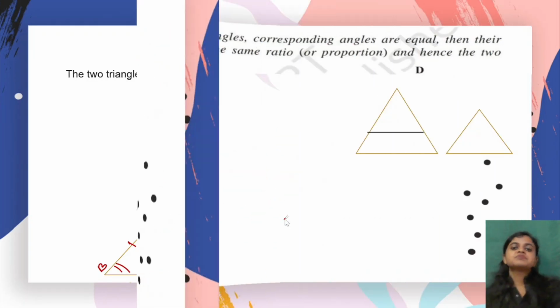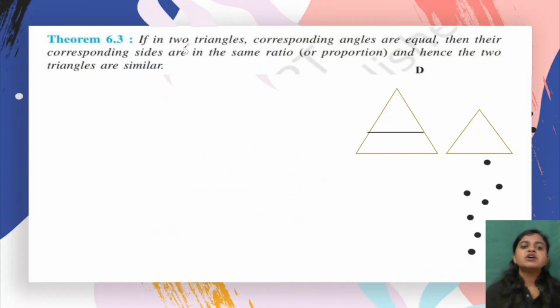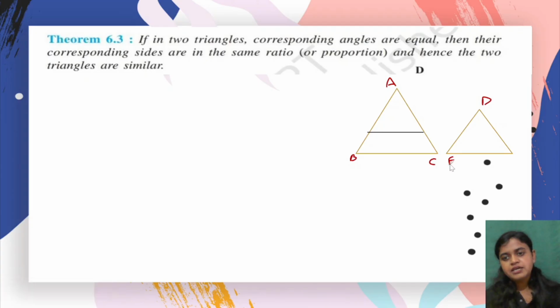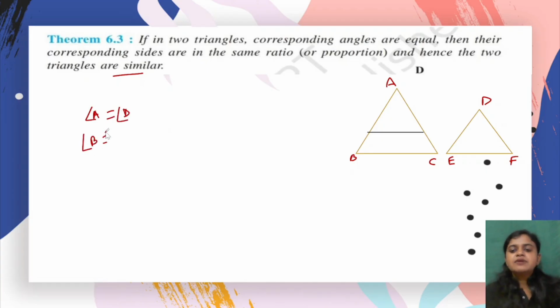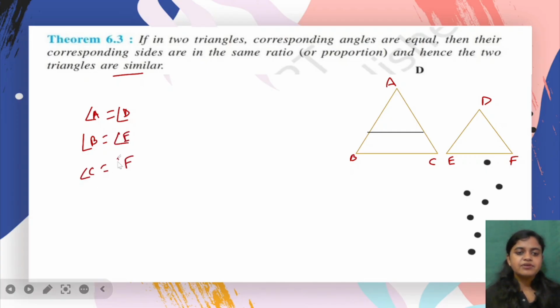Okay. So the first theorem is that if in two triangles, suppose this is triangle ABC and this is DEF, corresponding angles are equal, then their corresponding sides are in the same ratio. Same ratio means they are in proportion, and hence the two triangles are similar. So if the corresponding angles, meaning angle A equals angle D, angle B equals angle E, and angle C equals angle F.